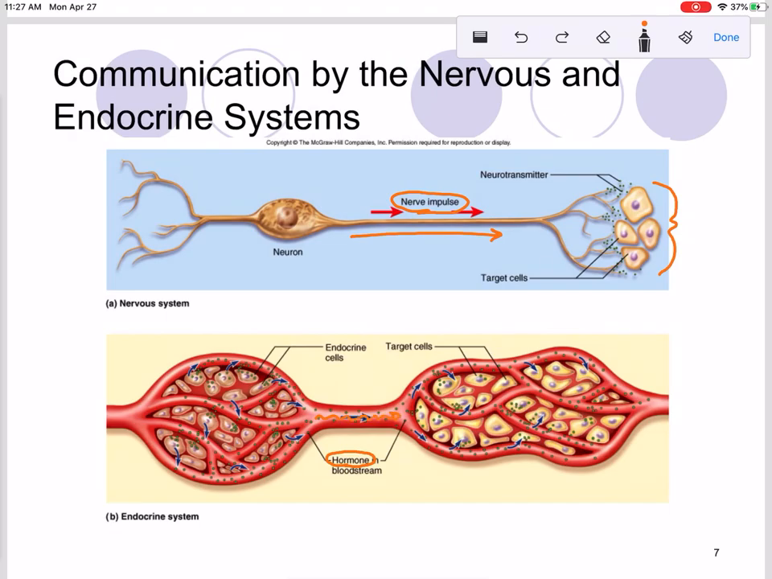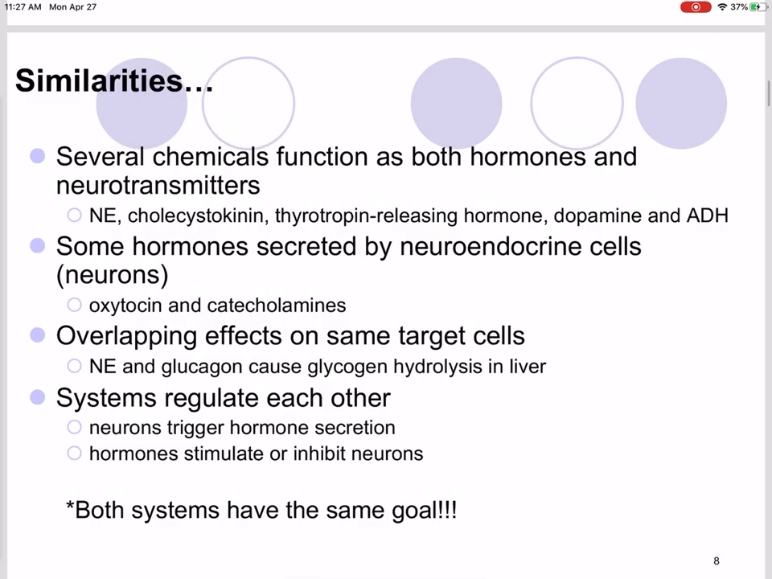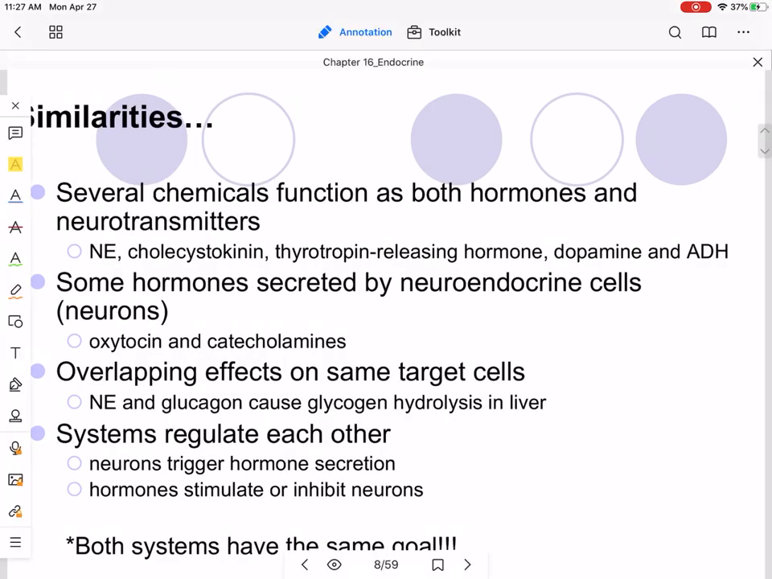We can see in the bottom picture, hormones circulate in the bloodstream. So because these hormones circulate in the bloodstream, they can have more widespread effects. Look at what happens when these hormones, the little green dots are the hormones, get to the target cells. Because of the capillaries, the effect is much more widespread, and it does tend to be longer lasting.